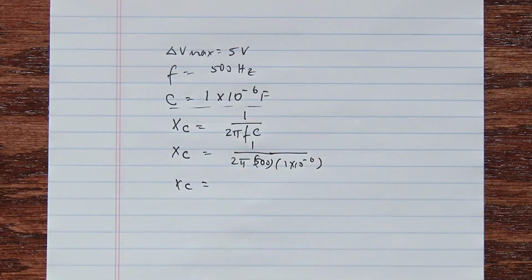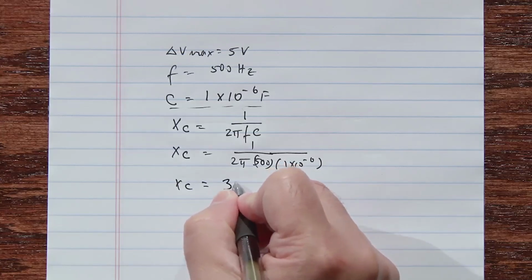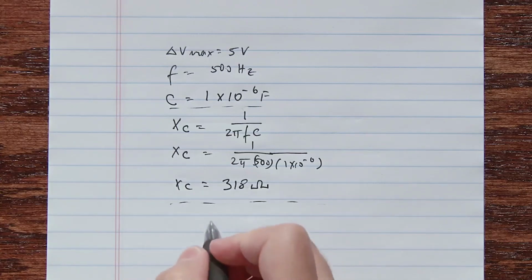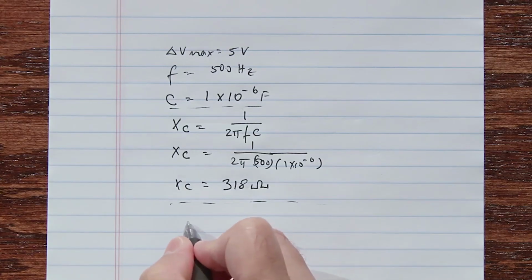So that would give us a capacitive reactance of 1 divided by 2 times pi times the frequency, 500, times 1 times 10 to the minus 6. And that would give us a capacitive reactance of 318 ohms. Capacitive reactance is measured in ohms, just like resistance, inductive reactance, and impedance are, because they all appear in the current voltage equation in the same way.